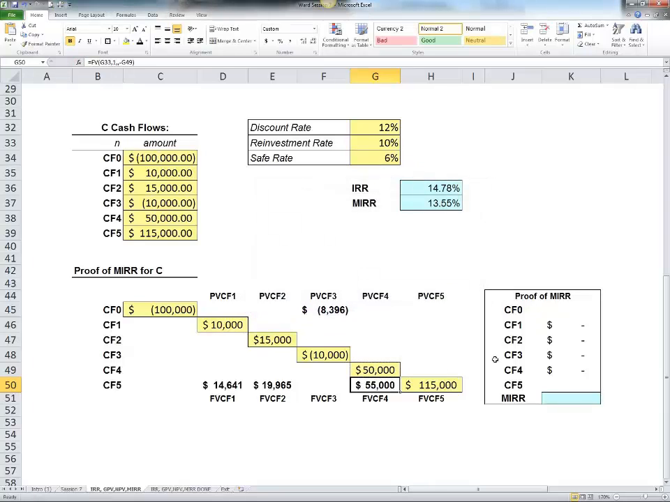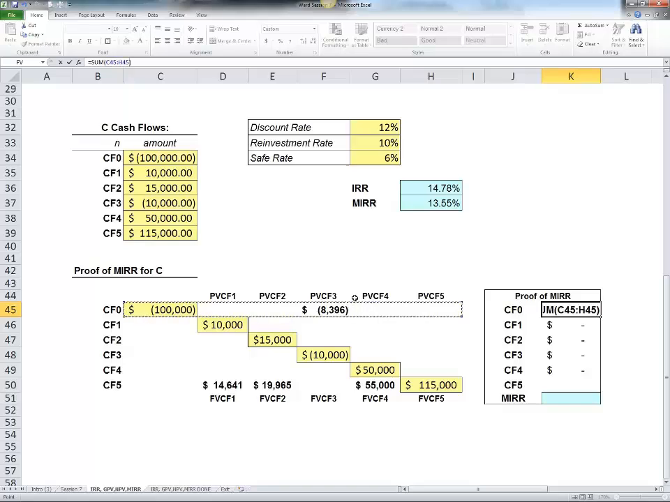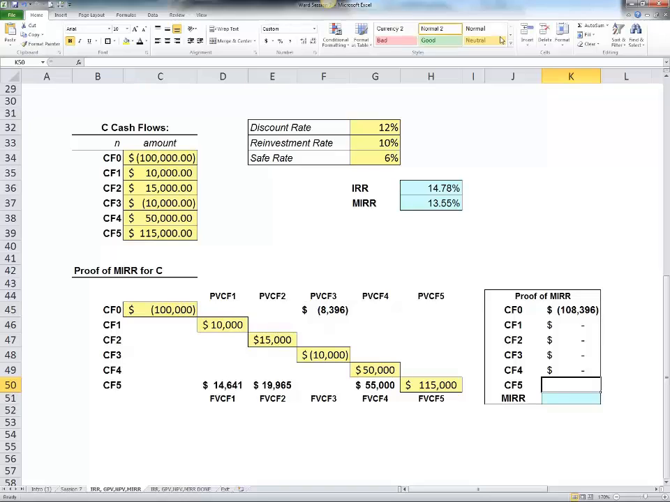Now, what have we done? Same thing as capital accumulation. We've taken care of all the intermediate cash flows. Everything is working for us. Remember, this is a portfolio approach. If we add up our $100,000 investment plus the $8,396 that we need to have so that we'll be able to lose the $10,000 in year 3, we've got $108,000 as cash flow 0. And then if we add up cash flow 5, we'll have the 14, the 19, the 55, and the 115,000, which is 204,000.